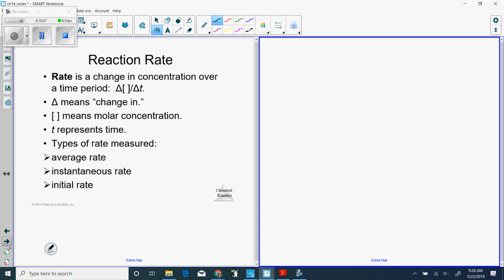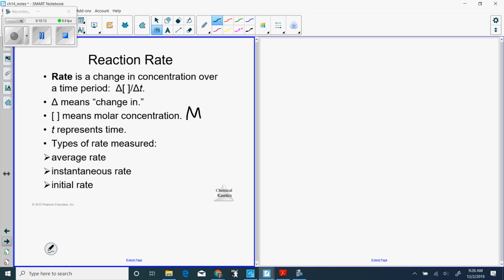I think you know triangle means change. Brackets, I told you, means concentration. Concentration means molarity. Molarity means moles per liter. Lowercase t is going to be our time. It doesn't have to be in seconds, but it's probably in seconds or minutes. Sometimes if it's a really slow reaction, it could be in hours. Most likely it'll be in seconds. And rate is going to be in molarity per second. How does my concentration change over time?